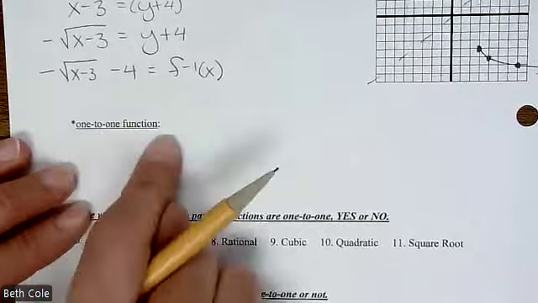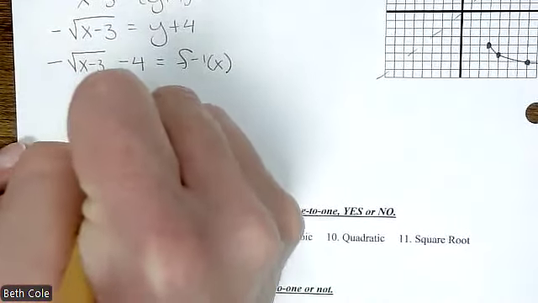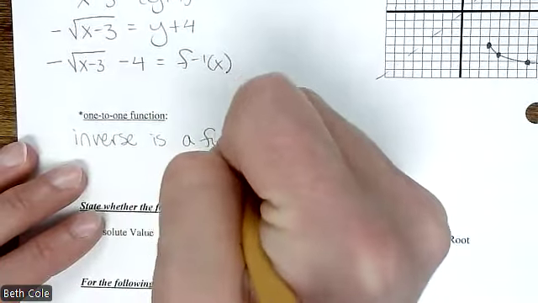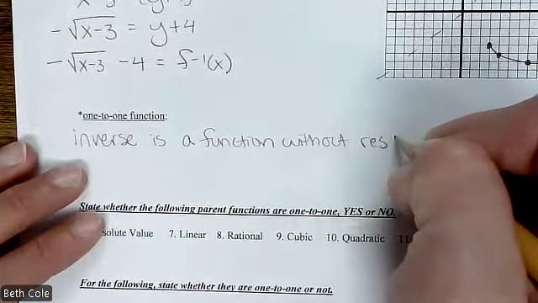So last little piece of vocabulary, this goes quick, is a one-to-one function. What that means is the inverse is a function without a restriction.